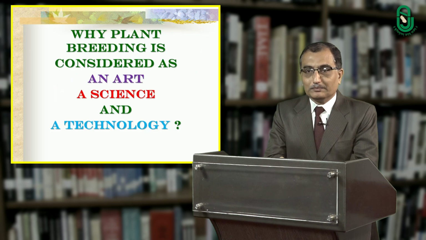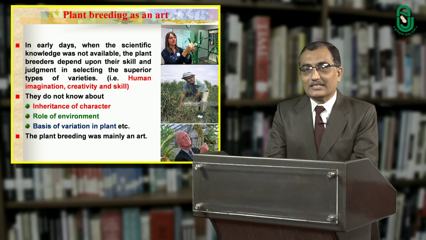Why is plant breeding considered as art, science and technology? That we are going to learn today. First, plant breeding is considered an art. In earlier days, when scientific knowledge was not available and the birth of genetics had not started, plant breeding depended upon skill and judgment in selecting plants from different varieties. That means human imagination, creativity and skills are important parts of plant breeding, and that's why plant breeding is considered an art.